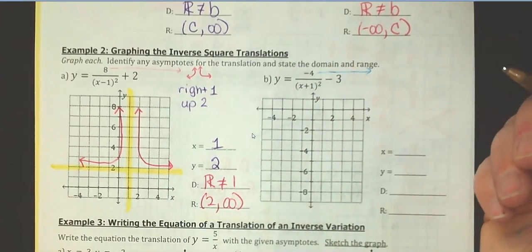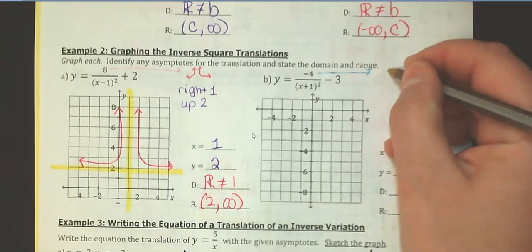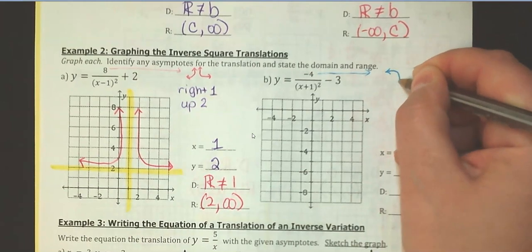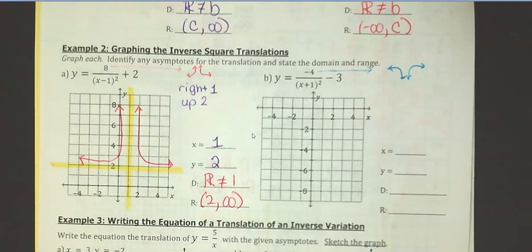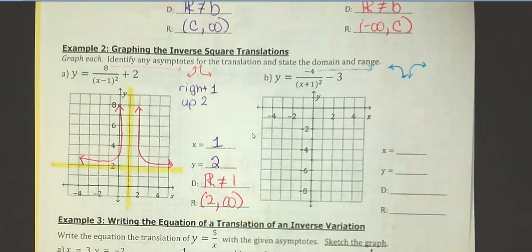That'll tell you what quadrants your branches should be in. So if this is -4, we're both going to point down. If we've got an x squared or a parentheses that's squared in the bottom, the squared is going to cause the branches to go the same direction.